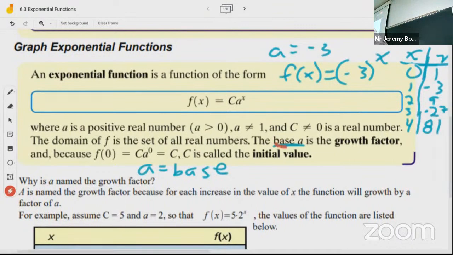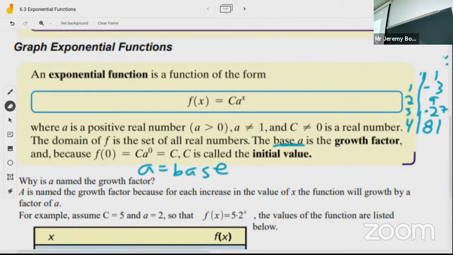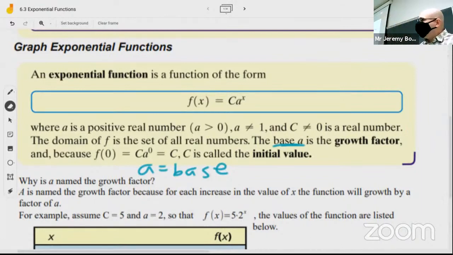The base a is what we call the growth factor. Depending on how large a is or how small a is, that's going to tell us how fast it's going to grow. So that's another reason why it can't be negative. If you look at different functions, and let's not look at them right now, if you have a larger base, it's going to grow faster, right?